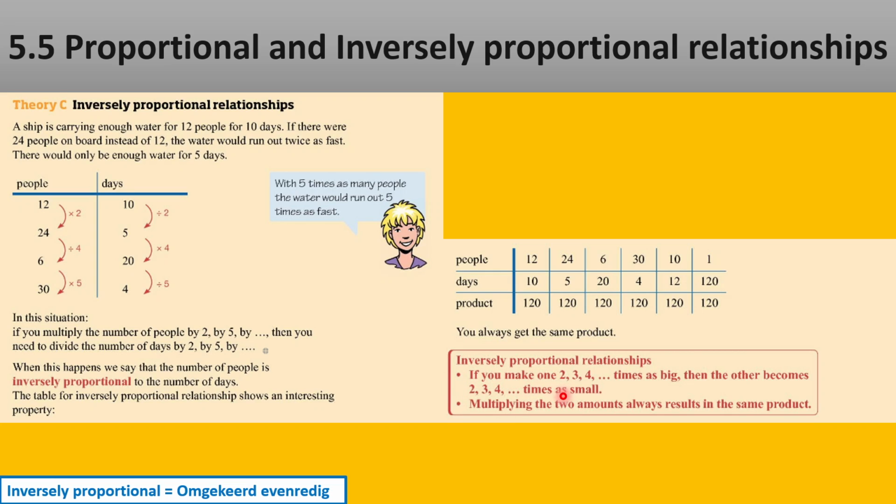If you make one of them 2, 3, or 4 times as big, then the other becomes 2, 3, 4 times as small. And the other property is that multiplying the two amounts always results in the same product, and that's given right here.